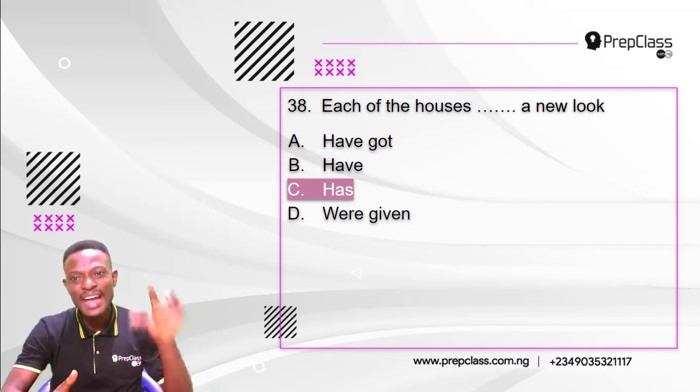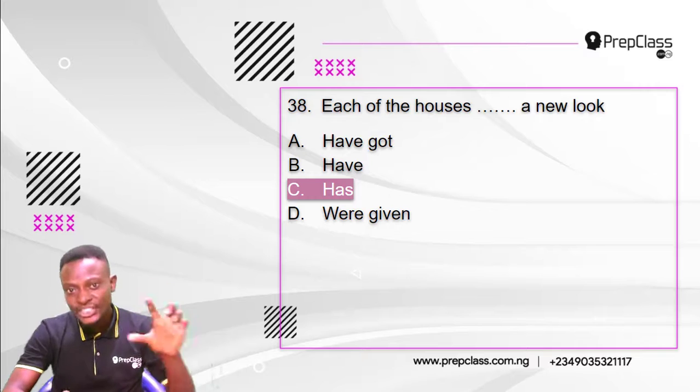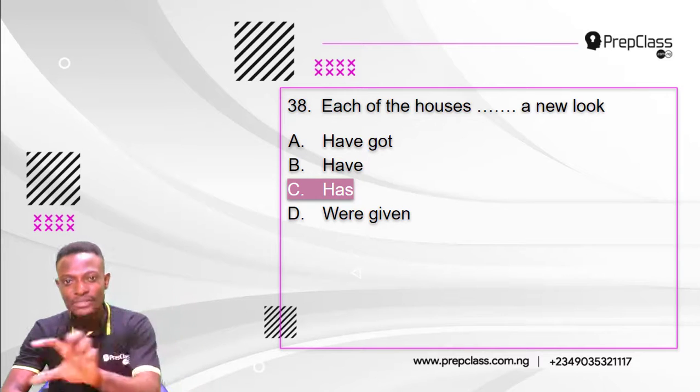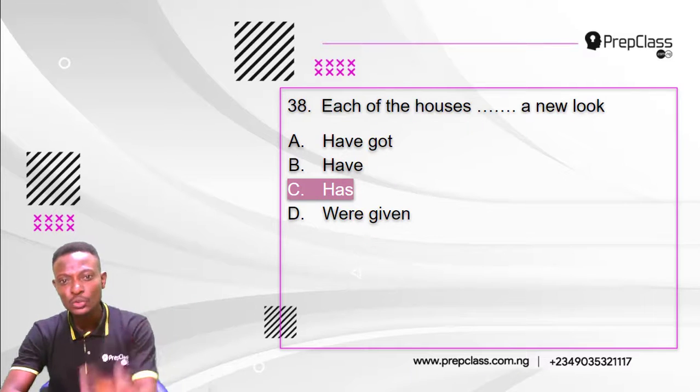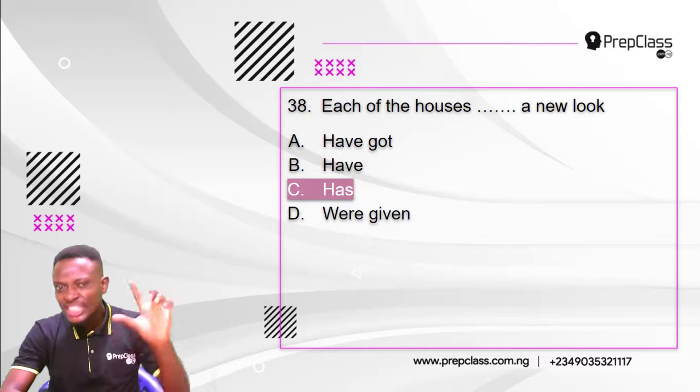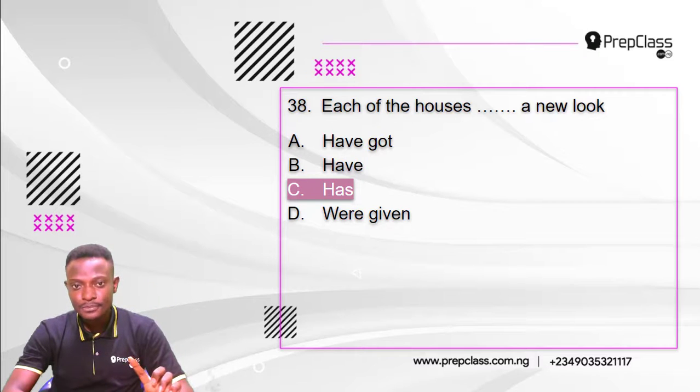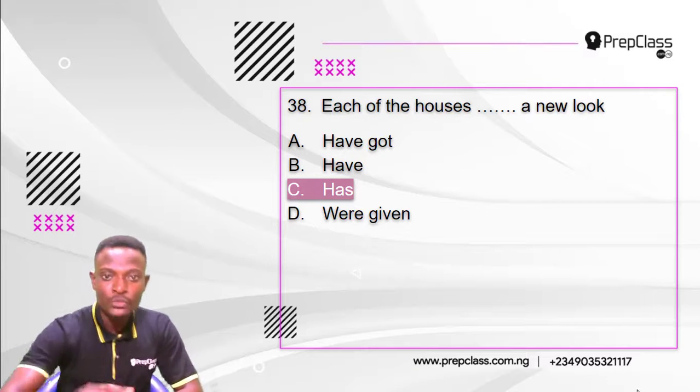Each of the houses has a new look. Each, that is every one of the houses, each of the houses has a new look. Has, singular; each is singular. Alright, moving on, question 39.